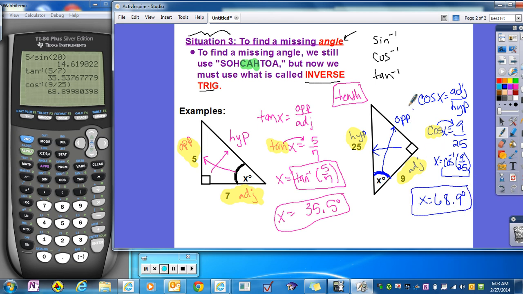All right, so what I want you guys to do now is to finish the rest of this worksheet on your own.